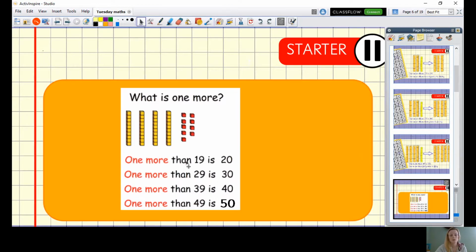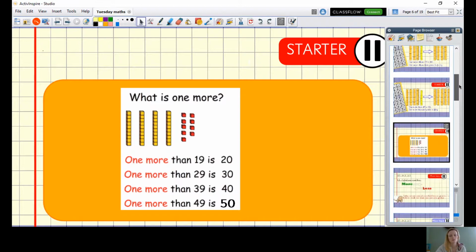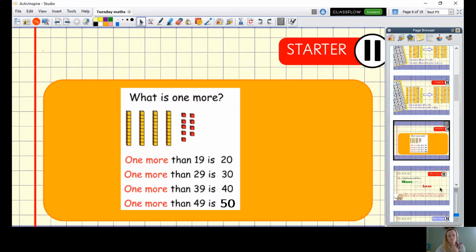Okay, so you know that 1 more than 19 is 20, 1 more than 29 is 30, 1 more than 39 is 40, 1 more than 49 is 50. I wonder if you could press pause and maybe have a think about a pattern that you might have started to see. Okay, we're going to talk a little bit more about that, but just have a think.